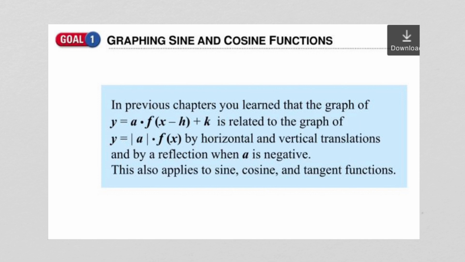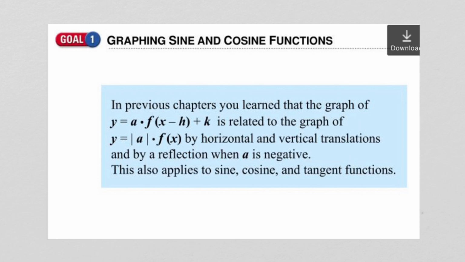In the previous chapters, you learned the graph y equals f of x minus h plus k. And if we look at that, y equals a times f of x minus h plus k. So remember, the a is going to either shrink it or stretch it, the x minus h is going to tell us our phase shift, and the k is going to be our vertical shift. If there's a 5 or so, whatever.